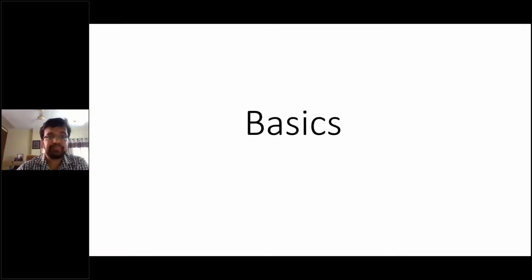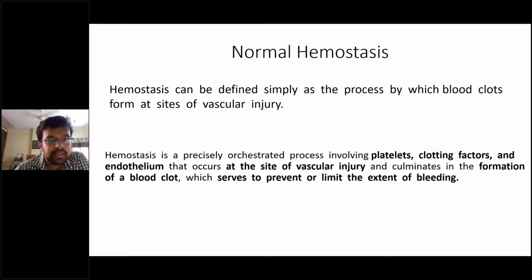So going to little basics. So normal hemostasis is simply defined as a process by which blood clots form at the sites of vascular injury. So basically formation of blood clots at the site of vascular injury is hemostasis. Robbins gives the definition as a process involving platelets, clotting factors and endothelium that occur at the site of vascular injury and culminates in the formation of a blood clot, which serves to prevent or limit the extent of bleeding. So hemostasis would be formation of the blood clot at the site of vascular injury, and it serves to prevent or limit the extent of bleeding. This is your hemostasis.